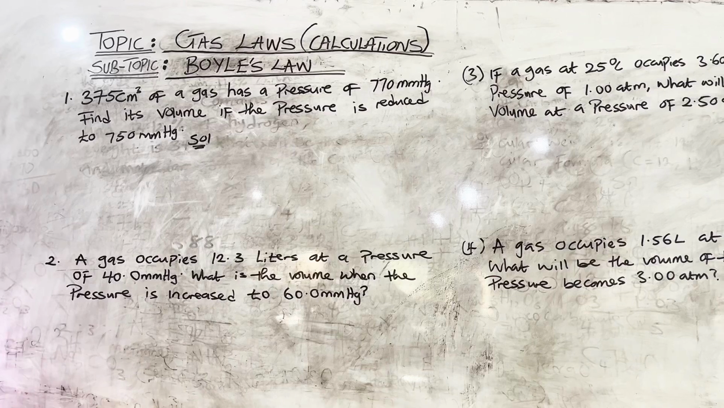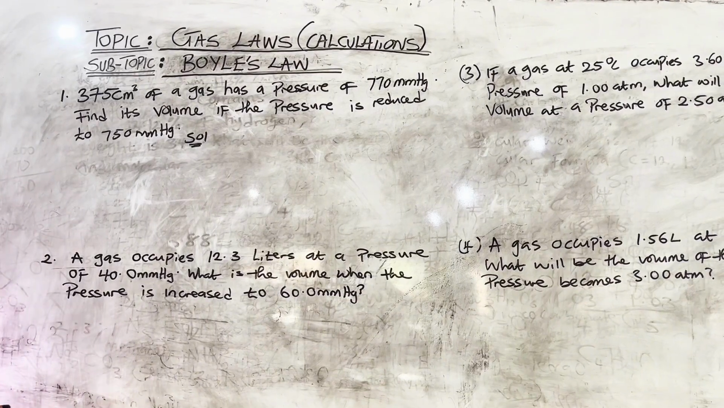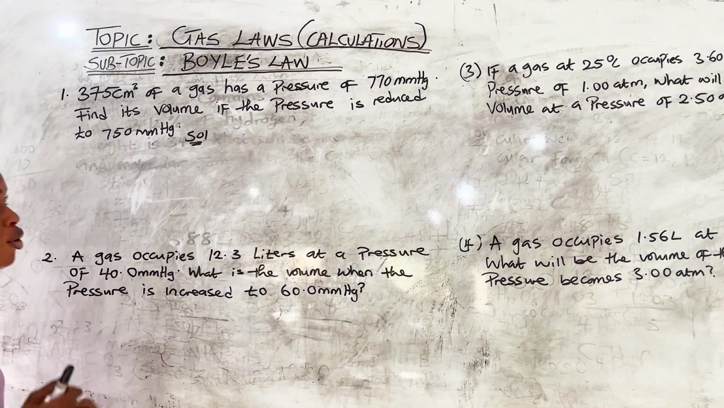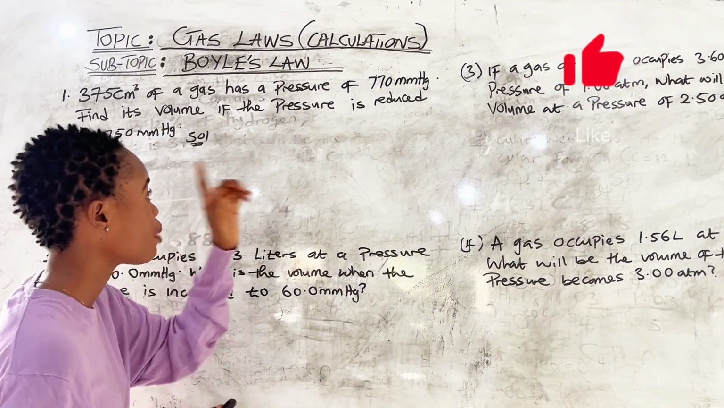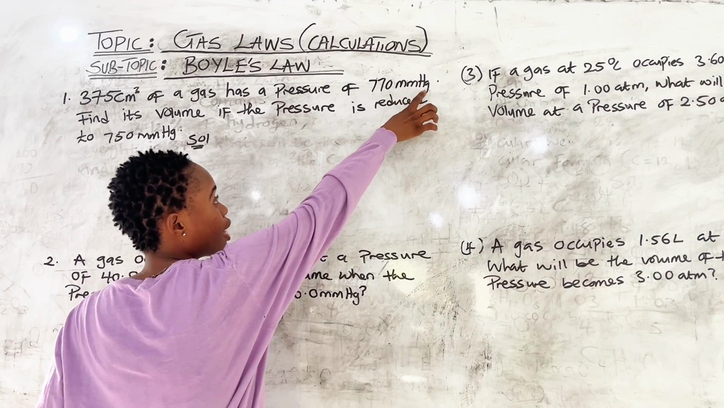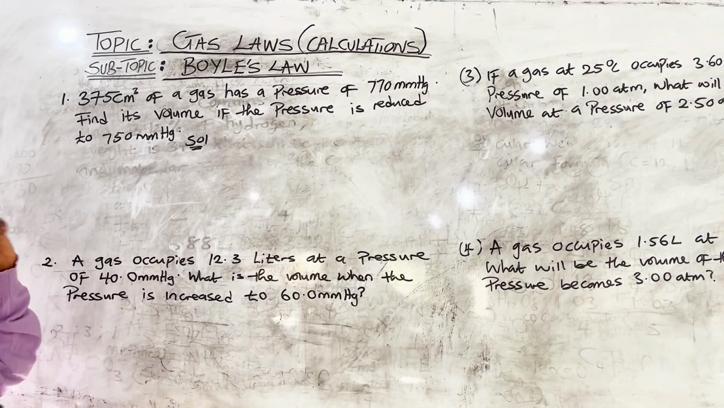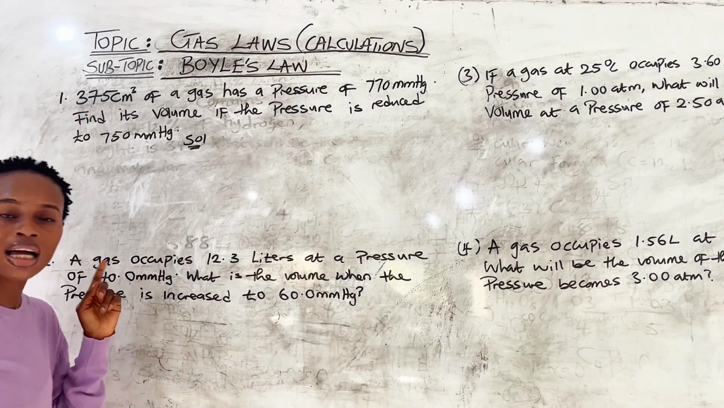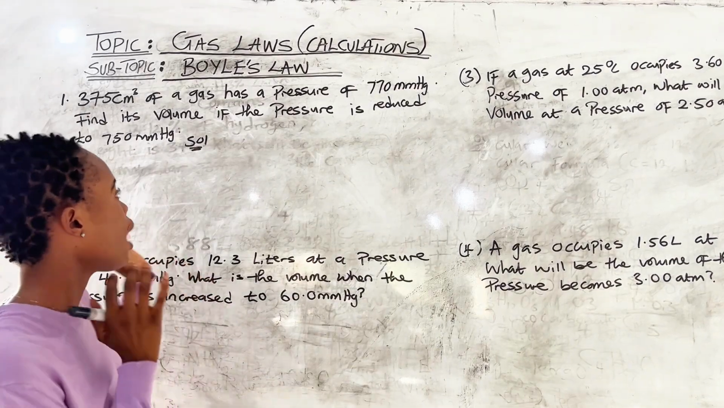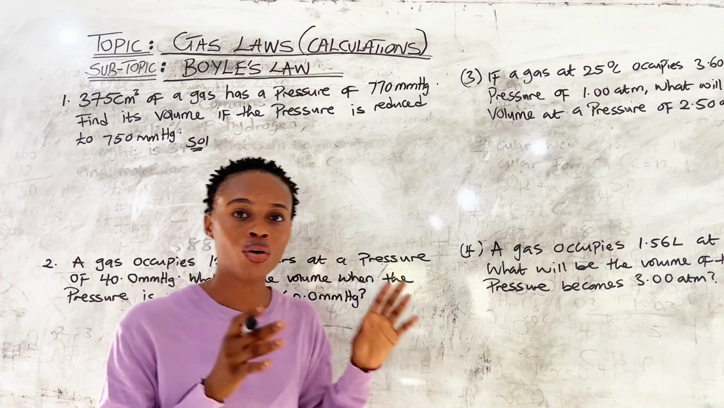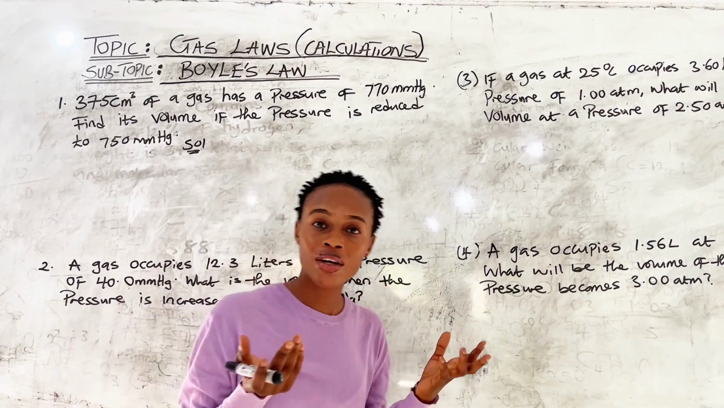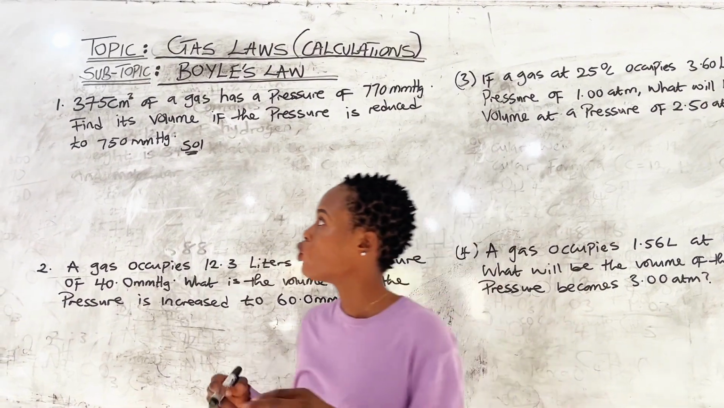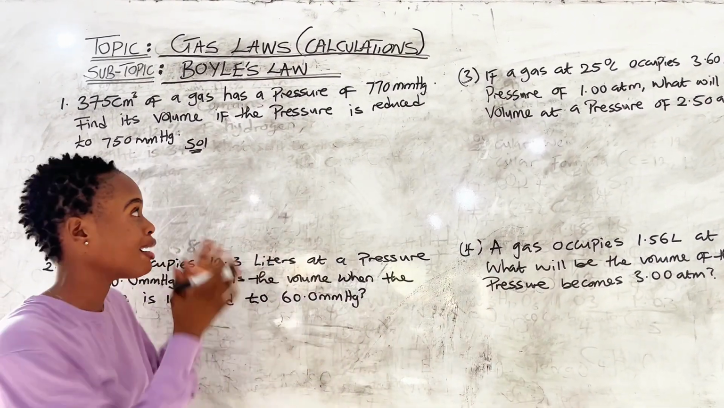So the first question on the board says: 375 centimeter cube of a gas has a pressure of 770 millimeter mercury. Find its volume if the pressure is reduced to 750 millimeter mercury. So question, how do we know that this is a Boyle's law question? Because when you are given all these kinds of calculations, you are not told whether it is Boyle's law or Charles' law, general gas law. You are expected to know what it is by looking at the question.